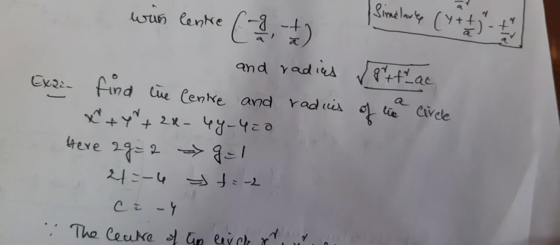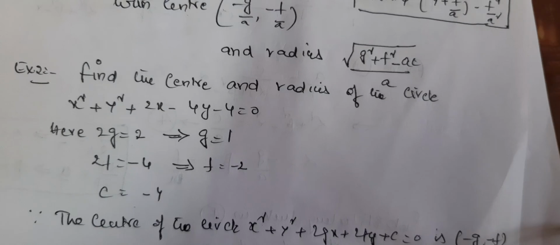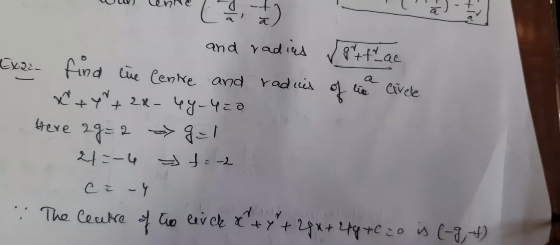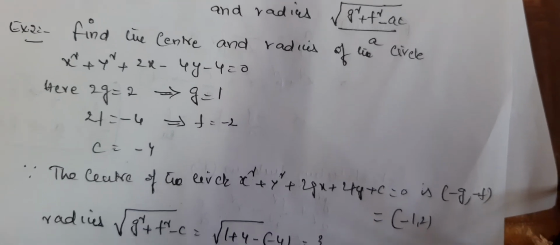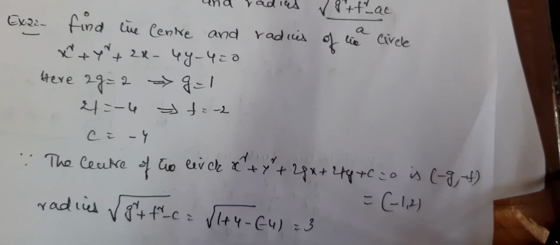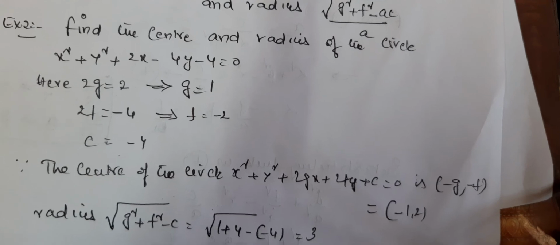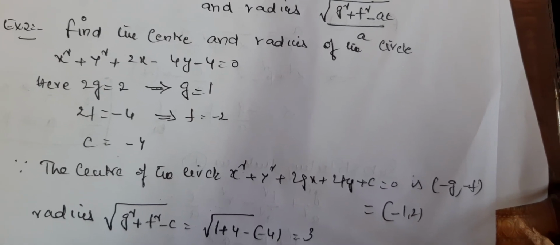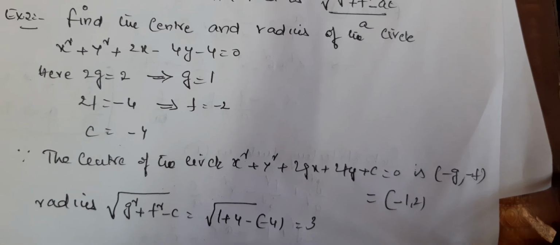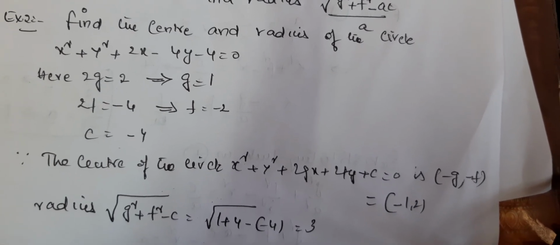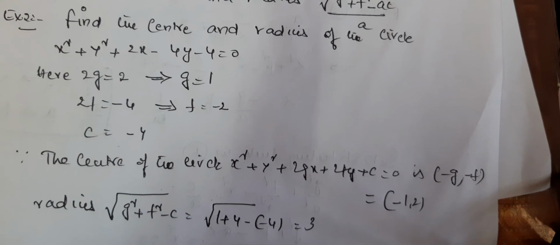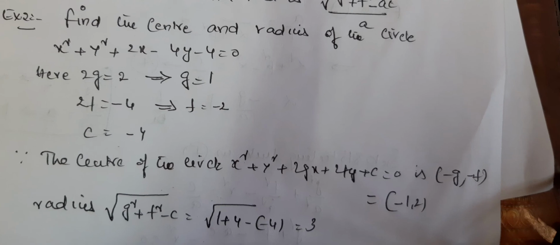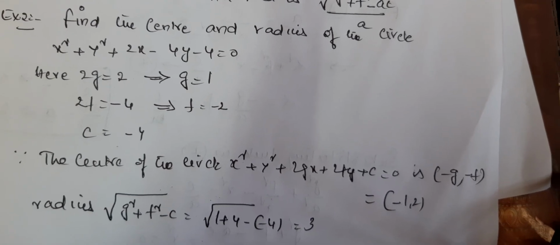So the center of the circle is minus g, minus f. The radius is square root of g square plus f square minus c. The g value is 1, the f value is equal to minus 2. So the center becomes minus 1, 2. And the radius is square root of g squared plus f squared minus c. That is square root of 1 plus 4 minus of minus 4. That becomes 9, and square root of 9 is equal to 3.